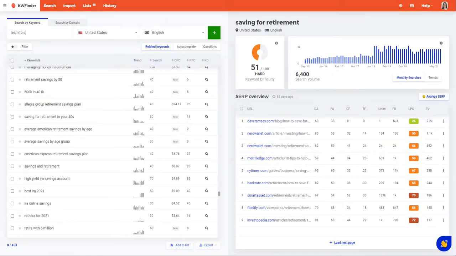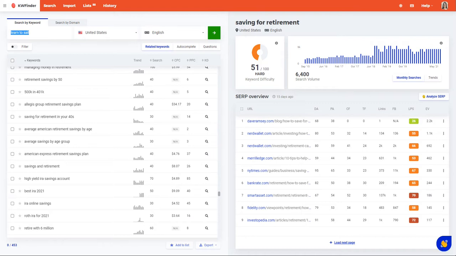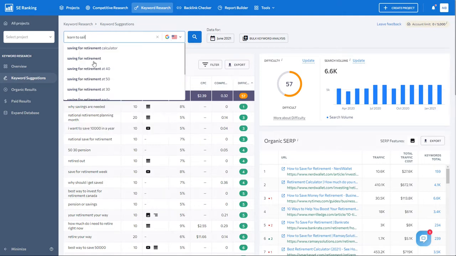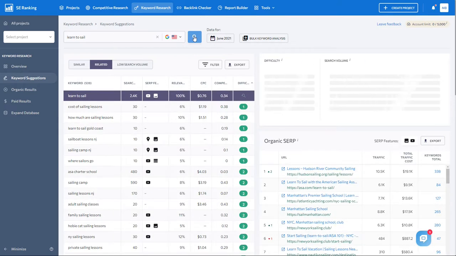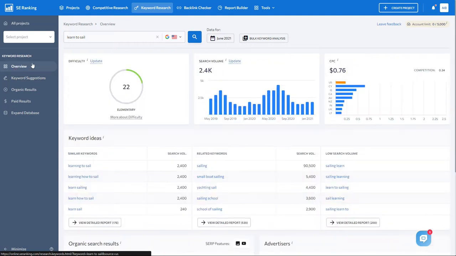Learn to sail. So I will say that it's very important that you actually test these out for yourself, because this is my opinion about these tools, but it's very important you try to test them out for yourself.